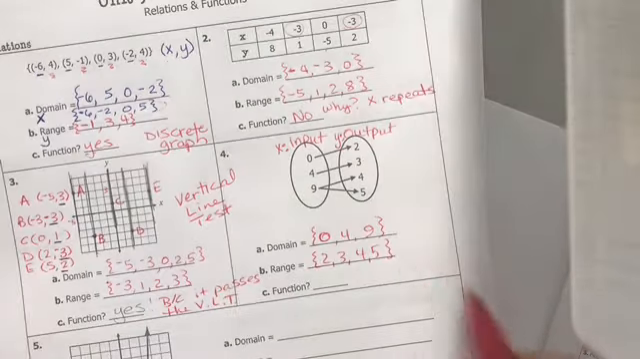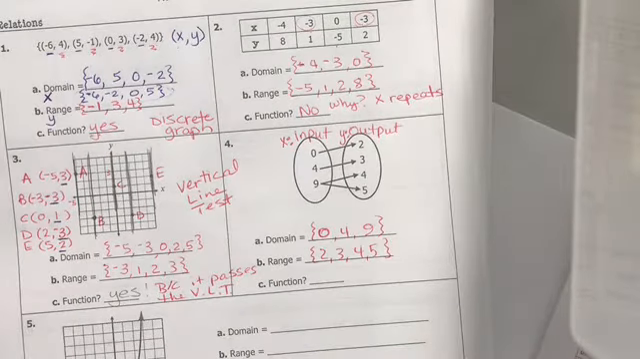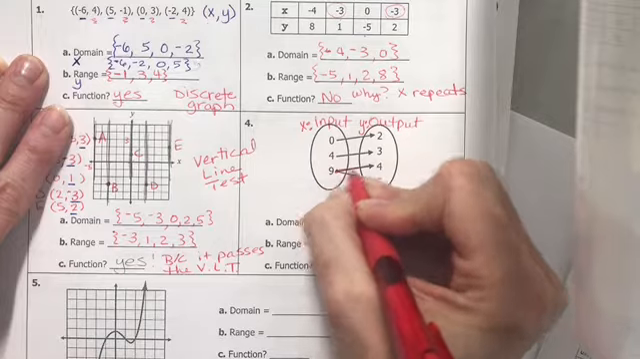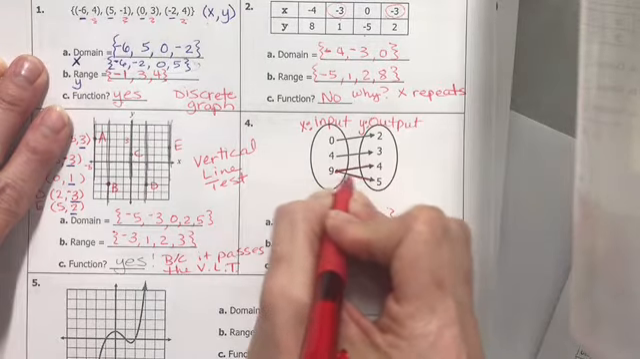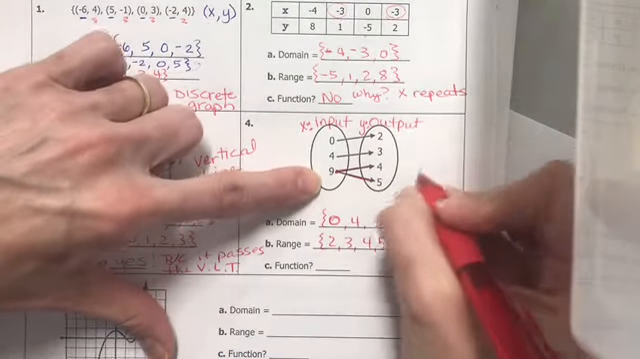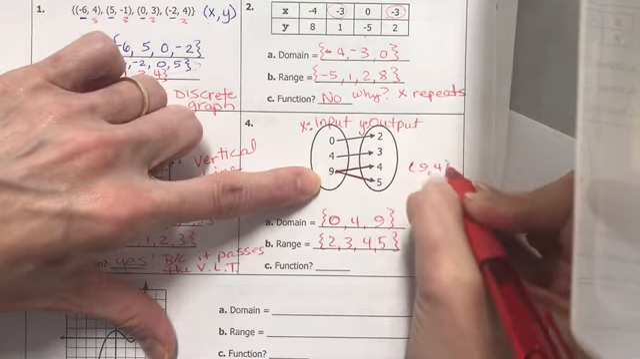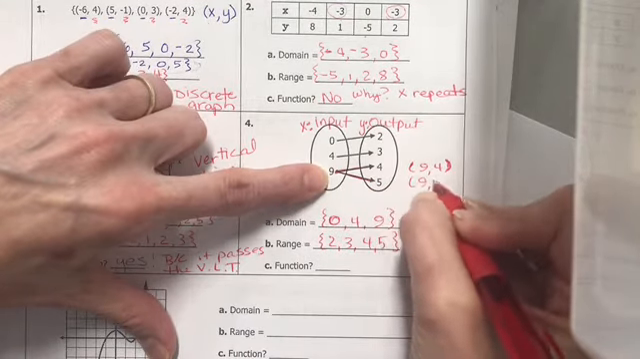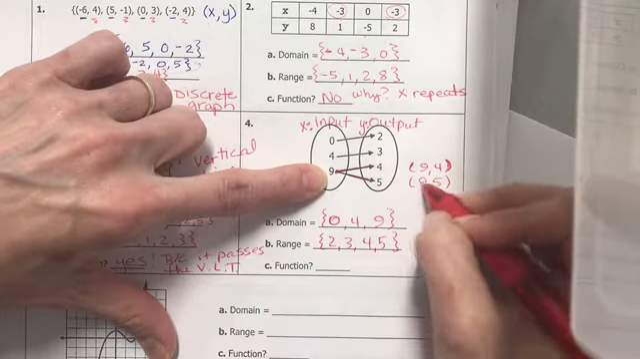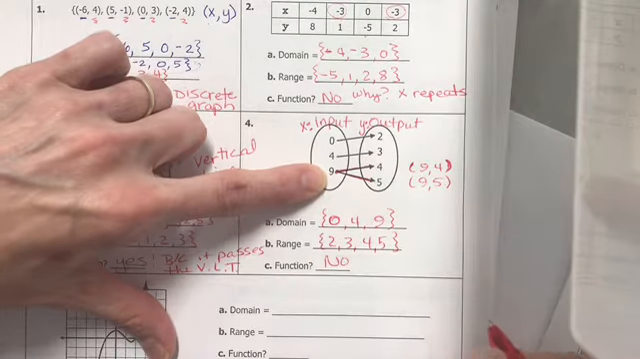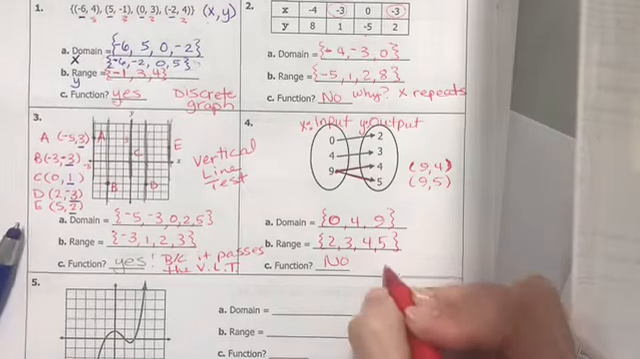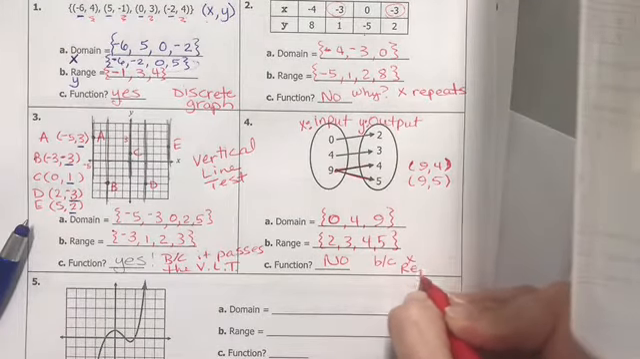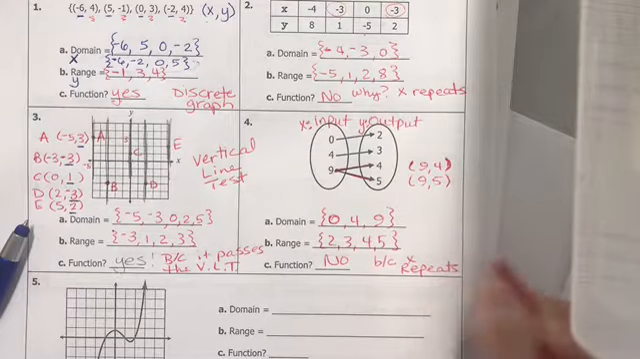And is it a function? No, it's not a function because you have this 9 being used twice. This says 9, 4, and this says ordered pair 9, 5. So my x's repeat? No, not a function. Okay? Because x repeats. Right?